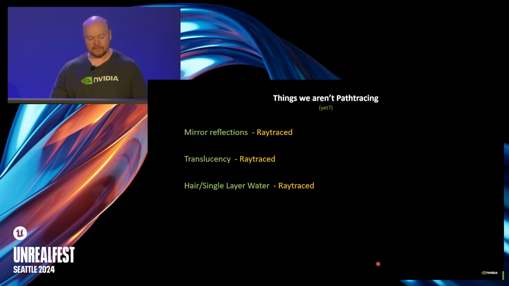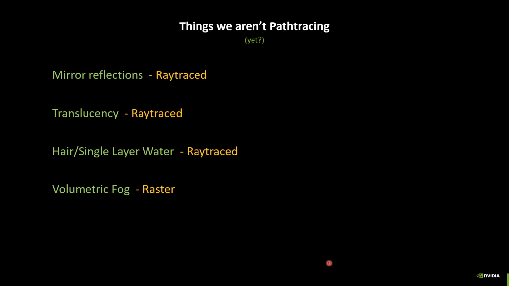And hair and single layer water are interesting because as material types and sort of custom object types, they go through their own sort of custom rendering paths. So at the moment, it doesn't make sense to path trace them, although we'll see how that goes. As I mentioned, we have compatibility with volumetric fog, but it's neither ray traced nor path traced. It's still being rasterized, but it has compatibility with this form of rendering.